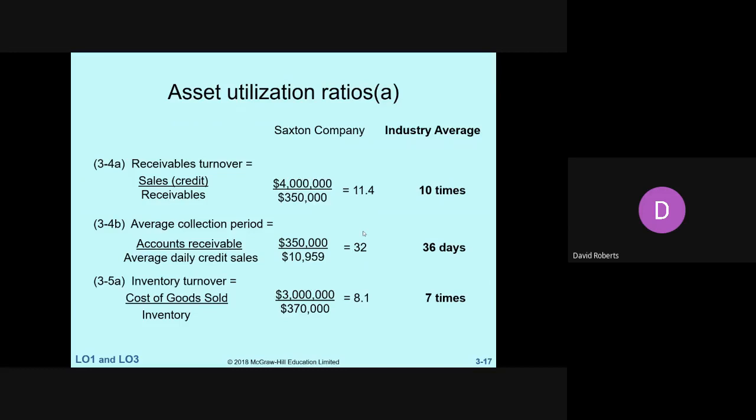Now, their inventory turnovers or turns is also good. It's 8.1. So every dollar of inventory is sold completely 8.1 times in a year. So just picture it this way. You have $370,000 worth of inventory. You do not buy any more inventory until it's completely gone. It completely sells out. Then what do you do? You buy another $370,000 worth of inventory, and you keep doing that. And how many times do you do that in a year? 8.1 times, which is better than the industry average of 7.